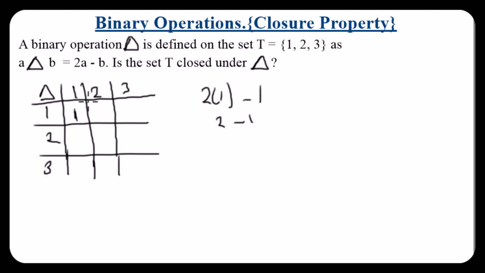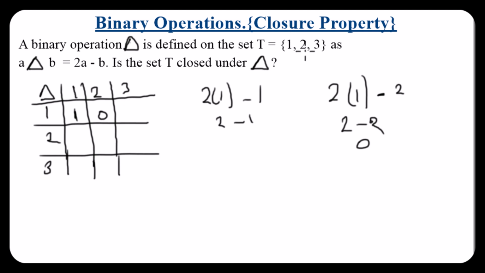Now 1 delta 2. So what is that going to give me? Do the same thing. My A is 1 and my B is 2. So 2 times 1, that's 2. 2 minus 2, so this is 0. And then I write 0 here.